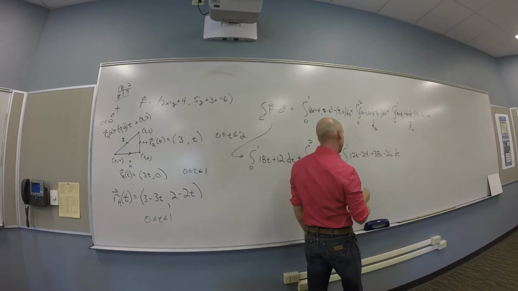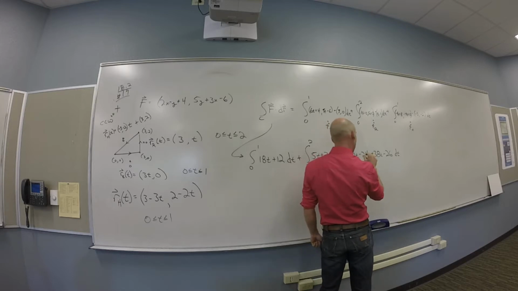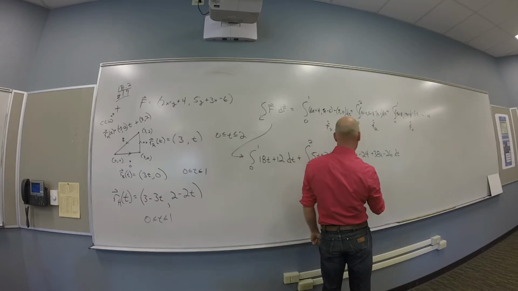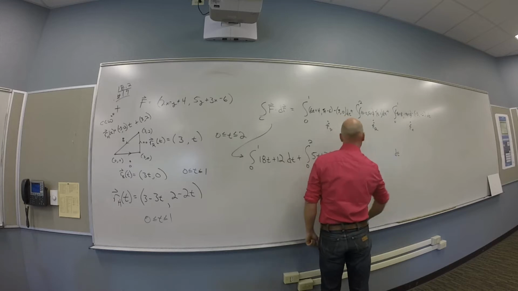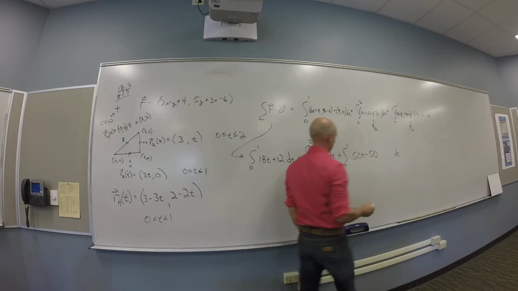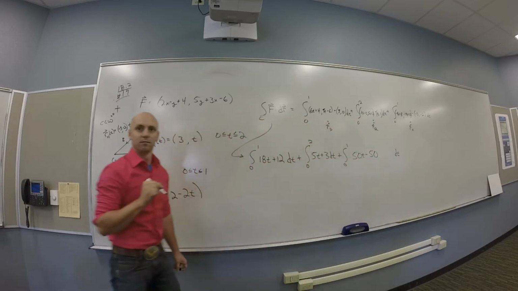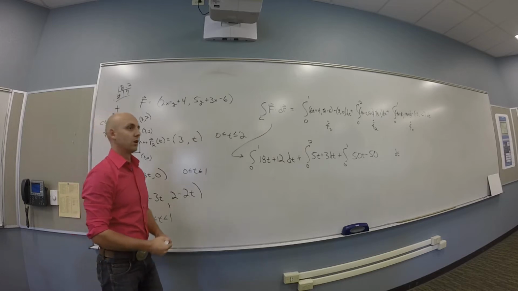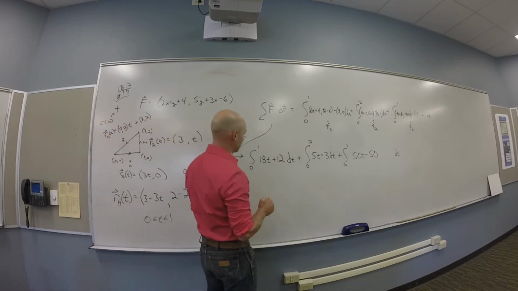Okay, and good news, it simplifies to 50t minus 50. Okay, cool. All right, so when you integrate these bits, what do you get?